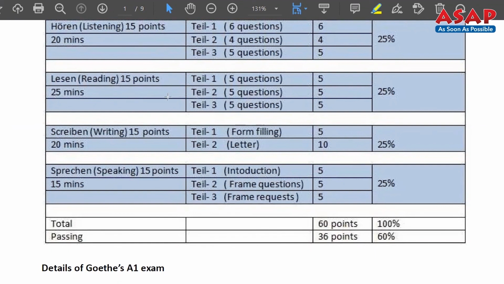But even if you score 0 in one module and you score around 60 in other 3, still you will be pass. Okay, you won't fail. That is in A2 level, that in expression module you have to score minimum passing, that is 9 or let's say 15%, then only you can pass the exam. So but in case of A1, even if you fail completely, 0 you get in one module and you score 60 in other 3, still you will pass the exam.